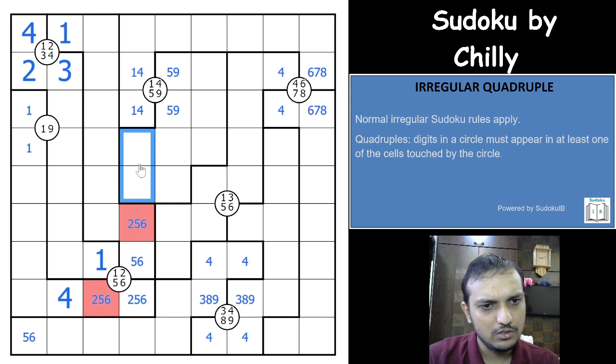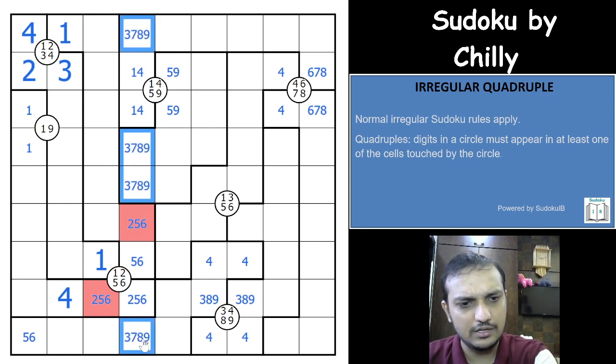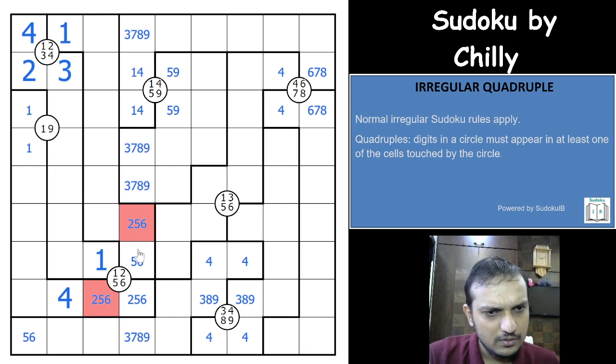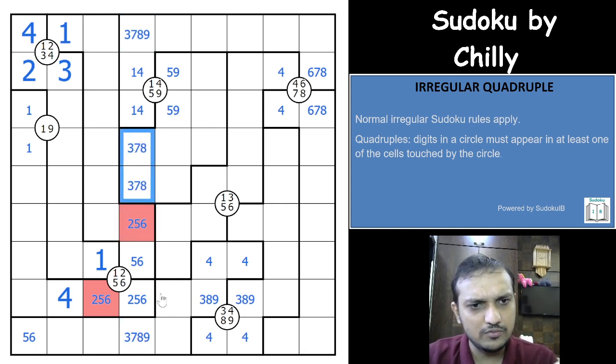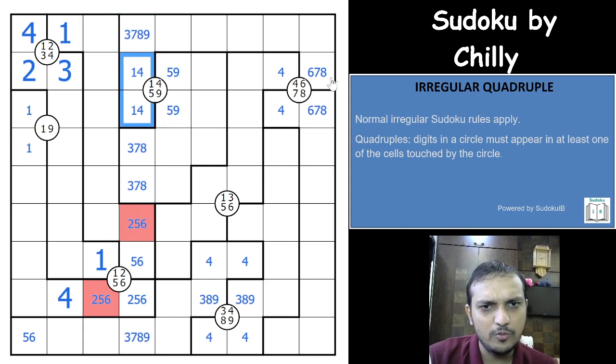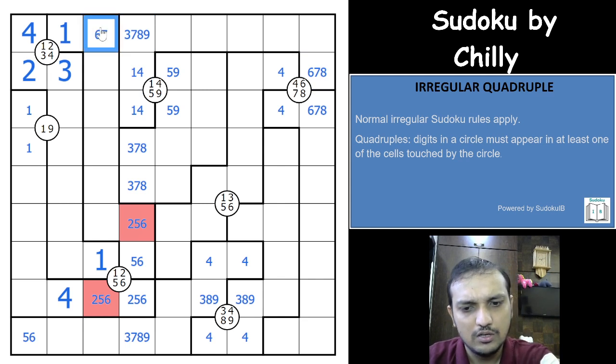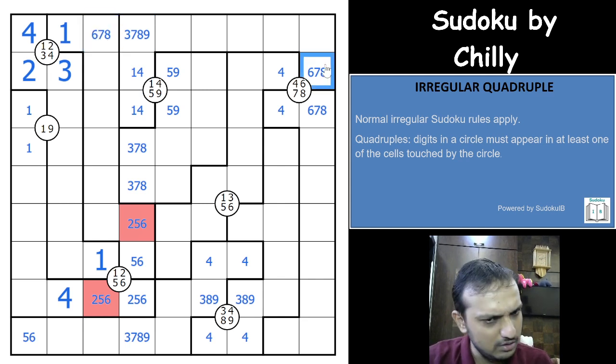Okay. 3, 7, 8 and 9. 9 cannot be in any of these two cells because of the 9 here. You have a 1, 4 pair here. 6, 7, 8. That 6, 7, 8 would have to be here. So whatever you have here would have to be here. That's nice.